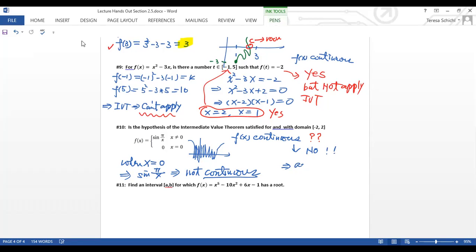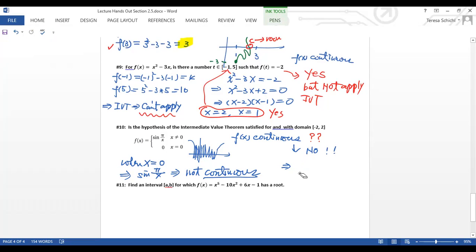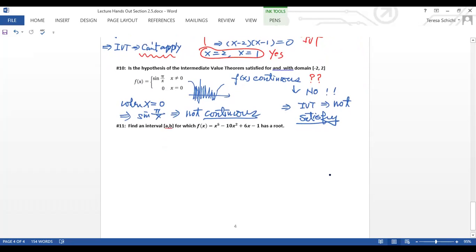So this one is where the Intermediate Value Theorem is not satisfied, right? The first condition is that the function has to be continuous. So I say the IVT is not satisfied, because it's not continuous here. Okay. So now the last one, let's take a look.